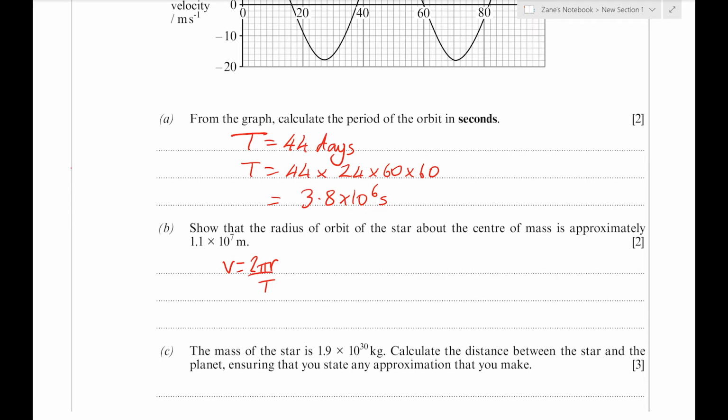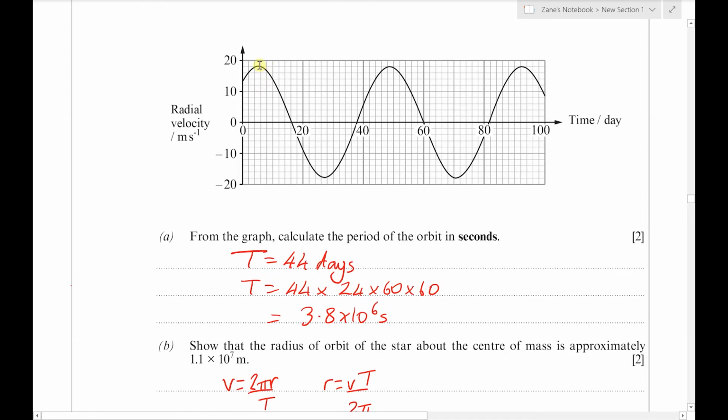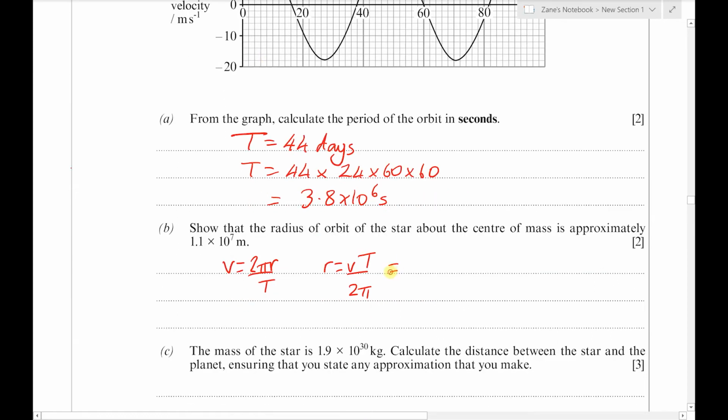If we rearrange this for r, we get r is vT over 2 pi. The v we use is the maximum value that we see on the diagram, and if we read this we can see that that's about 18 metres per second. The period is what we've just calculated, and we divide by 2 pi. That will give us 1.09 times 10 to the 7, so basically what we were asked to show in the question.